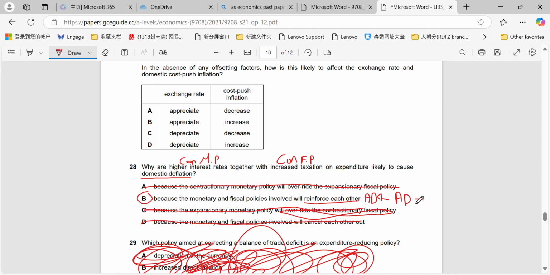Remember, we have two types of deflation. We've got good and we've got bad. Bad deflation is from aggregate demand moving to the left and then dropping the price level, and real GDP will also drop. So they'll reinforce each other by continuing the same movement in aggregate demand in the same direction.